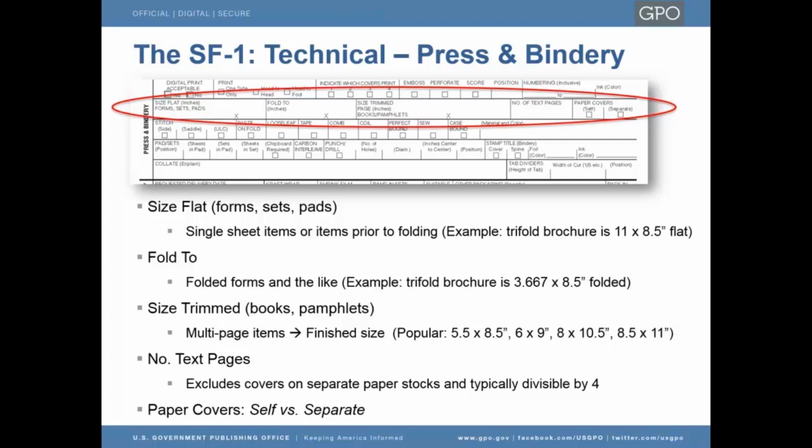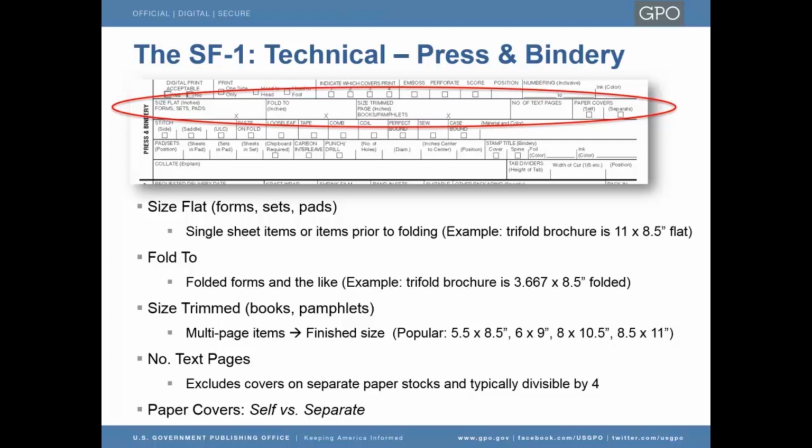The Fold To field gives you the opportunity to document the final size of a folded item, such as the example of our trifold brochure, which would be 3 2/3 by 8.5 inches. For a folded item, the SF1 would always have the size flat and Fold To fields completed. The size trimmed field would be used to document the finished size of a book, booklet, or bound pamphlet.